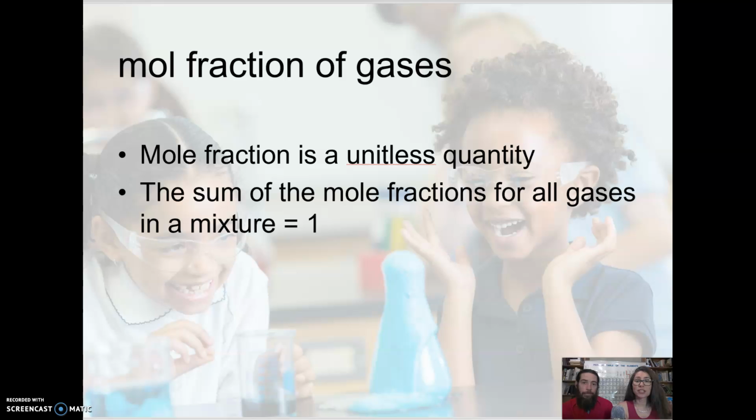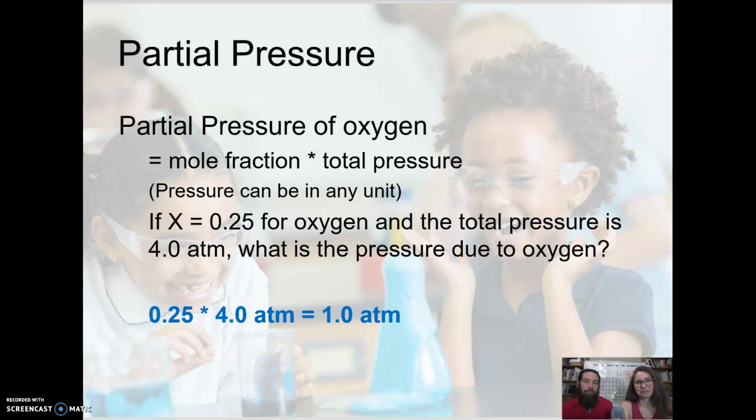So mole fraction is a unitless quantity. We have moles divided by moles, and they cancel, and you end up with a unitless quantity. Oftentimes, we don't have that with the values that we're using in chemistry, but this one is. And the sum of the mole fractions has to be 1, right? So just like percentages, if you add up all your percentages in a mixture, it would equal 100. If you add up all your mole fractions, they will all be decimals. If you do it right, they will total 1.